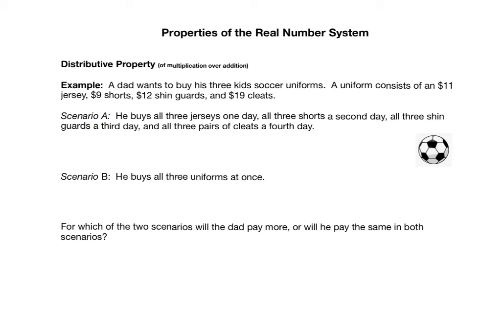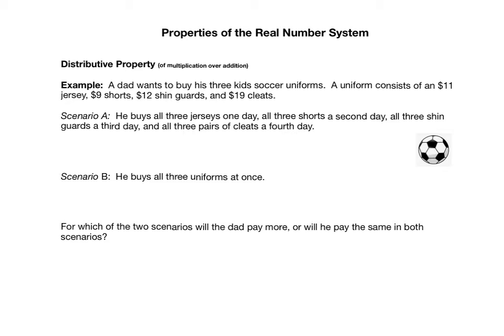In scenario A, he buys all 3 jerseys on one day, then all 3 shorts a second day, then all 3 shin guards a third day, and all 3 pairs of cleats a fourth day. Would that be a different total amount from if he bought all 3 uniforms at once? Think about that for a moment. We would like to write down an expression for each of these scenarios that would represent the total amount of money he needs to spend.